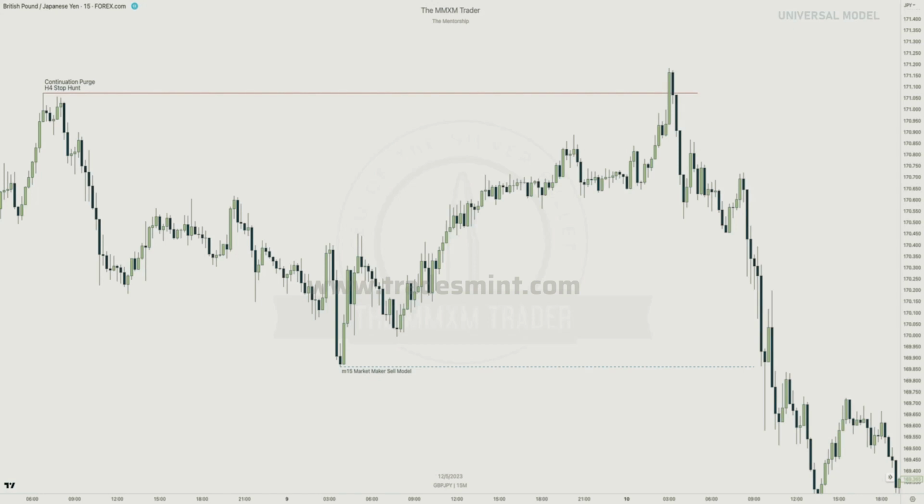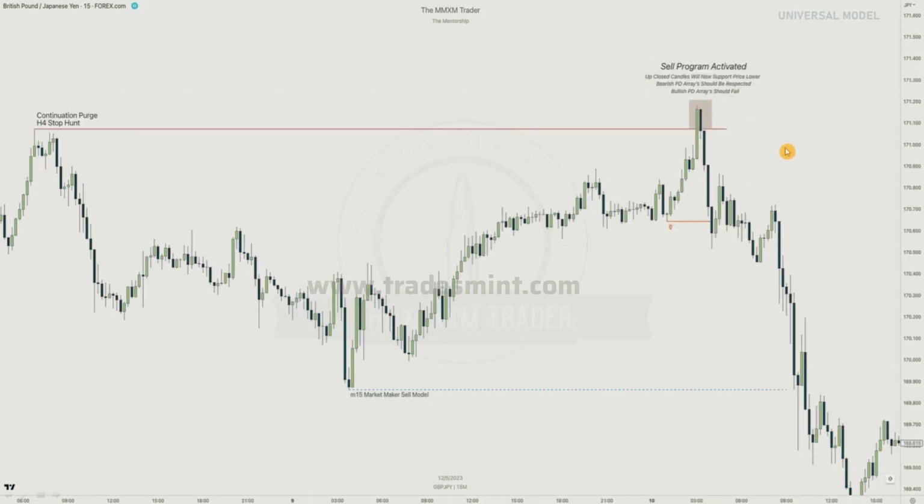So we had that long-term draw on liquidity. We had that 4-hour being in line with our bias from the long-term. And now we wait for that purge on the 4-hour, which happened over here, right? As soon as this gets stop hunted, what do we get? We get a sell program activated, right? So now after this purge on liquidity, all up close candles will now support price lower, and the bearish PD array should be respected and the bullish PD array should fail, right?